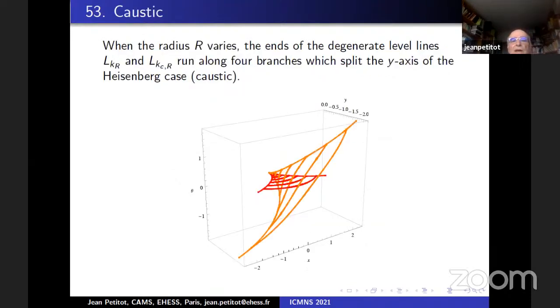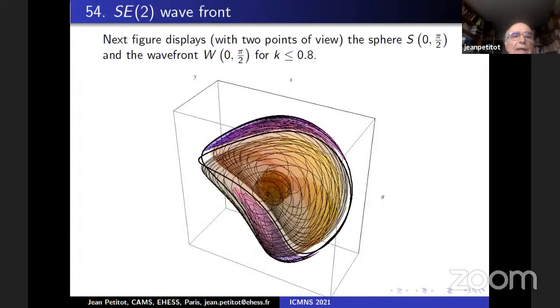And when the radius r varies, the ends of the two degenerate level lines, LKR and LKR critical, run along 4 branches, which split the degenerate y-axis of the case of the Heisenberg group. And it is my next slide. It displays the sphere and the wavefront of the SE2 Riemannian geometry.